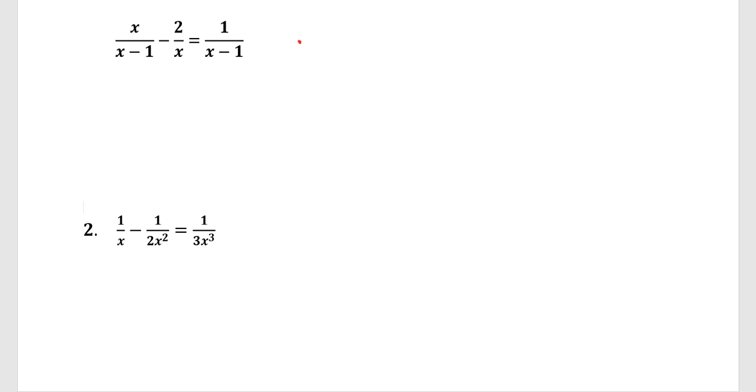So times the lowest common denominator here, which is x times x minus 1, right? It's the smallest term that has all the denominators as factors. So what we do is, again, we multiply all the terms by the LCD. So x minus 1 times x minus 1. So now the denominator will cancel out. Okay? So we'll have x times x, right? So, which is x squared, minus.